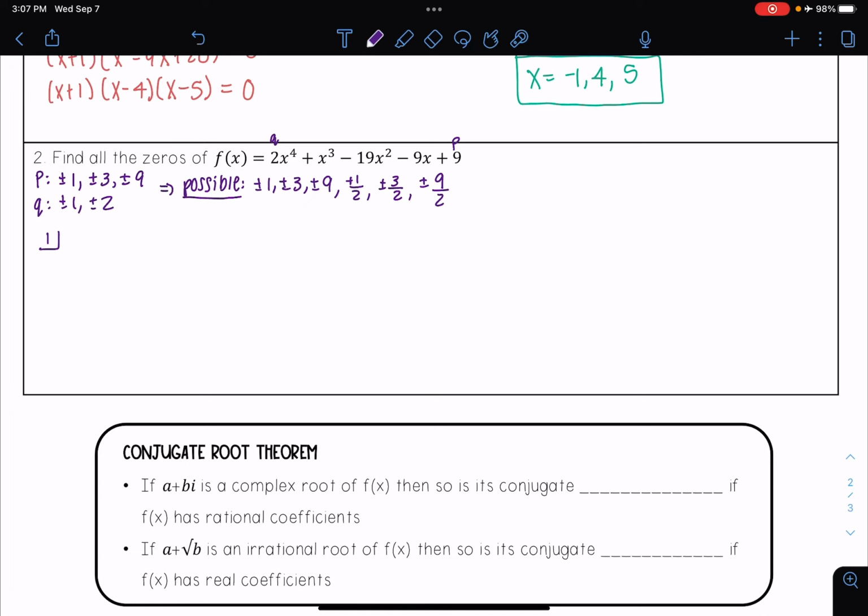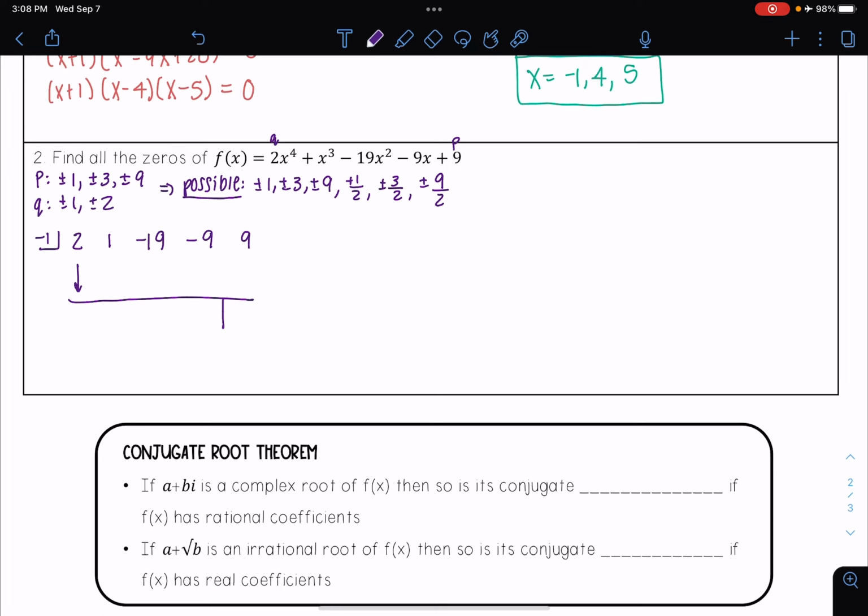So writing my coefficients, I have 2, 1, negative 19, negative 9, and 9. Bring down the 2. 1 times 2, I get 2. 1 plus 2, I get 3. 1 times 3, I get 3. Negative 19 plus 3, I get negative 16. 1 times negative 16, I get negative 16. Negative 9 plus negative 16 is negative 25. 1 times negative 25, I get negative 25. And I see here I'm not going to get remainder of 0. So that means that 1 isn't a root.